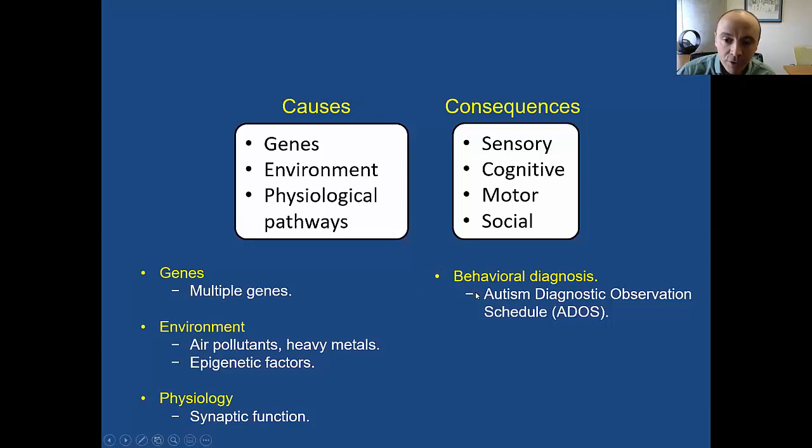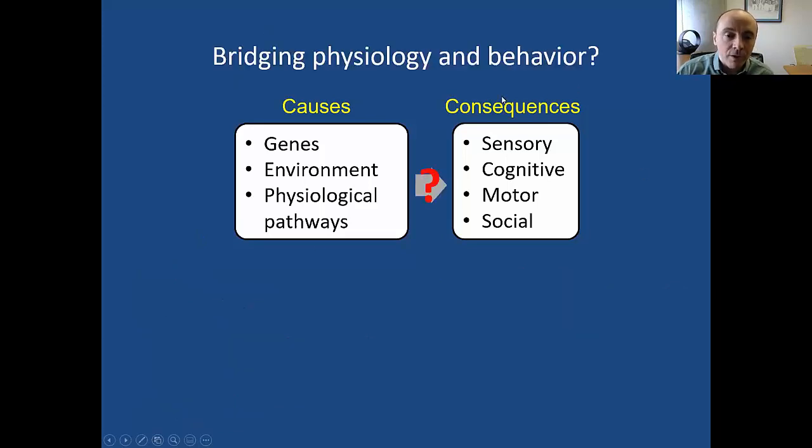And in terms of the behavior, autism is diagnosed with the Autism Diagnostic Observation Schedule, or ADOS. So it's purely a behavioral diagnosis, which I find particularly interesting given the fact that there's so much heterogeneity in this disorder and how it manifests behaviorally. So we know a fair amount about causes, we know about the consequences, but something that strikes me as particularly missing is the bridge between physiology and behavior. So how do we go from these genetic, epigenetic, physiological changes to these sorts of behavioral consequences?